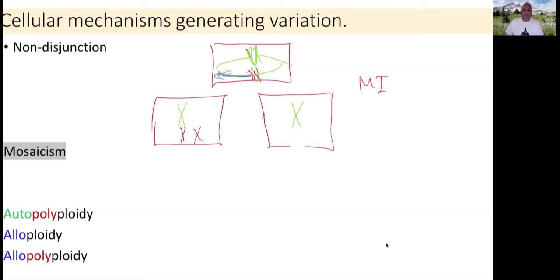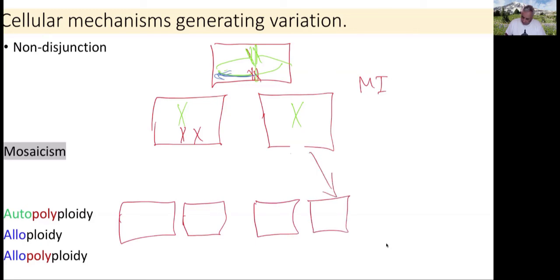And then in the next round of cell division, meiosis 2, let's draw that, and that will lead to the production of gametes. You will see what happens. So each mother cell here will then divide further.